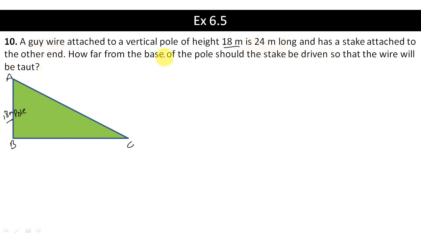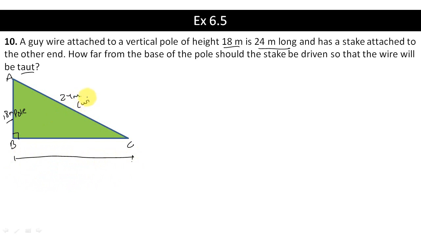And a guy wire is attached which is 24 meter long. This wire is attached to the top of the pole and has a stake attached to the other end. How far from the base of the pole should the stake be driven so that the wire will be taut? So we have to drive the stake in the ground so that this wire, which is of 24 meters, should be tight. And we need to find the length of BC.